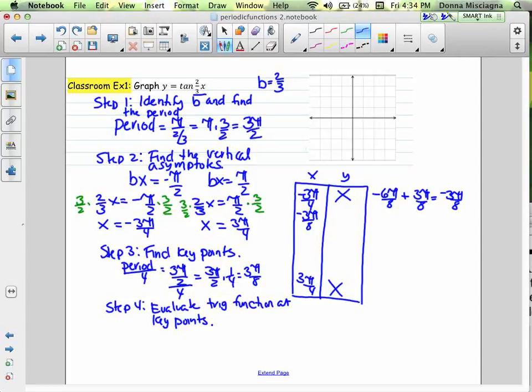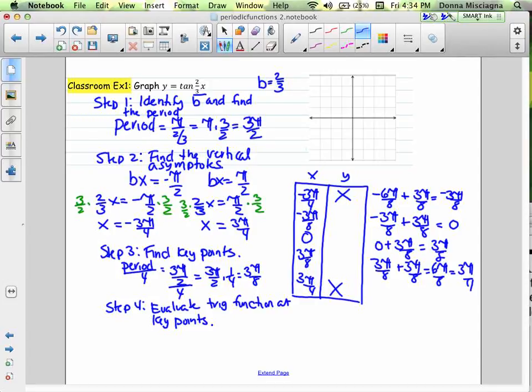But let's keep counting. Negative 3 pi eighths plus 3 pi eighths gives us 0. That's the next value in our table. And then 0 plus 3 pi eighths is going to give us 3 pi eighths. If we added another 3 pi eighths, we'd have 6 pi eighths, which is the same as 3 pi fourths. So you see, we did just count from one vertical asymptote to the other. Let's get our y values by evaluating.